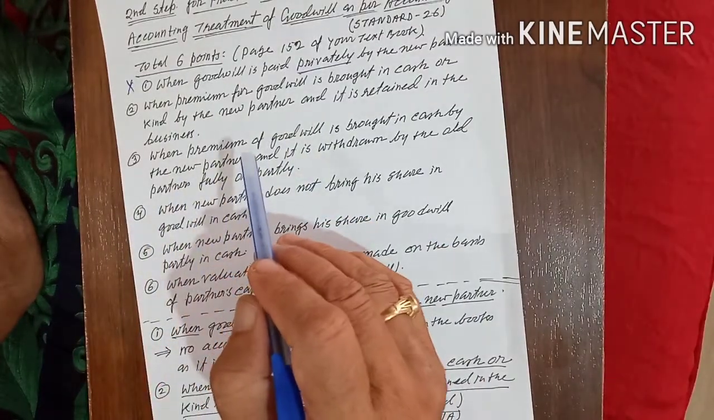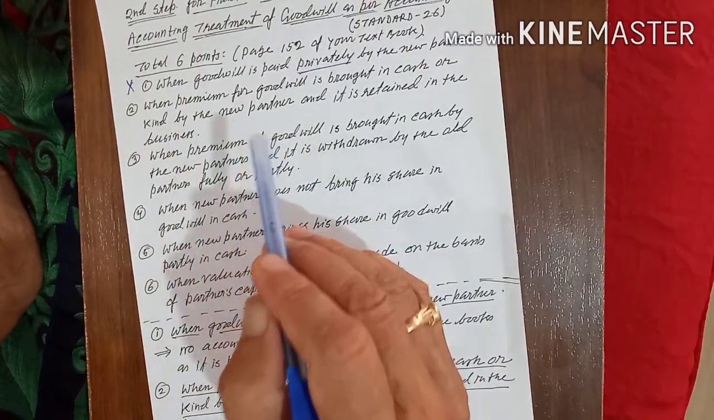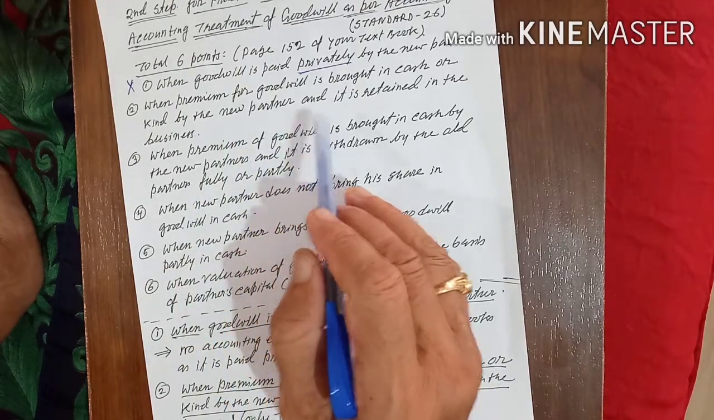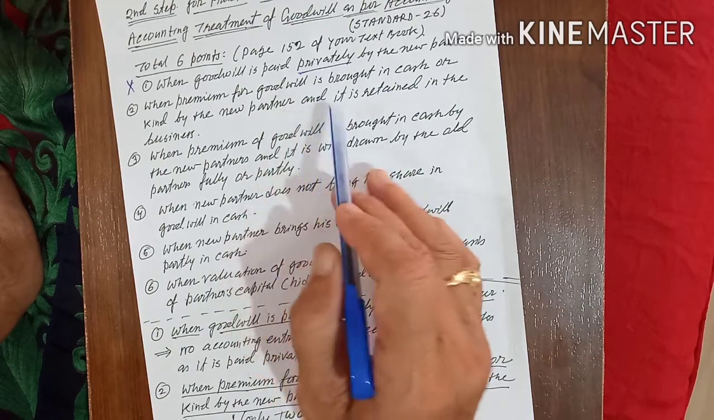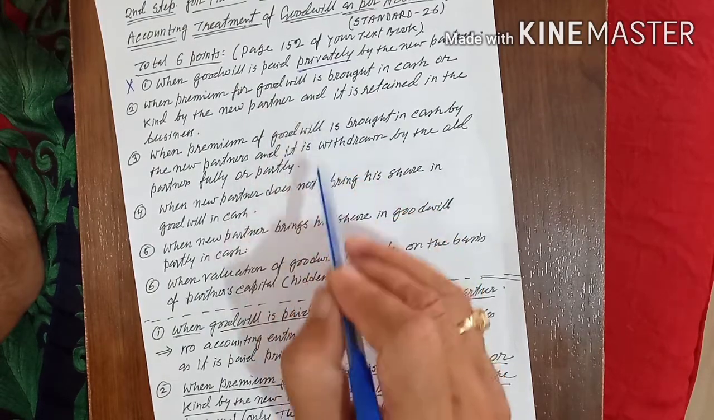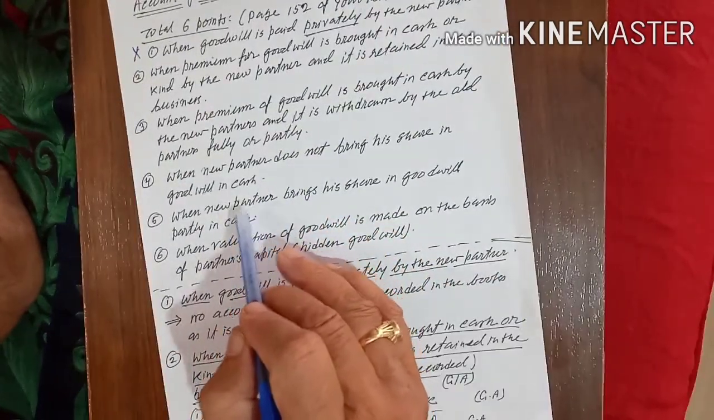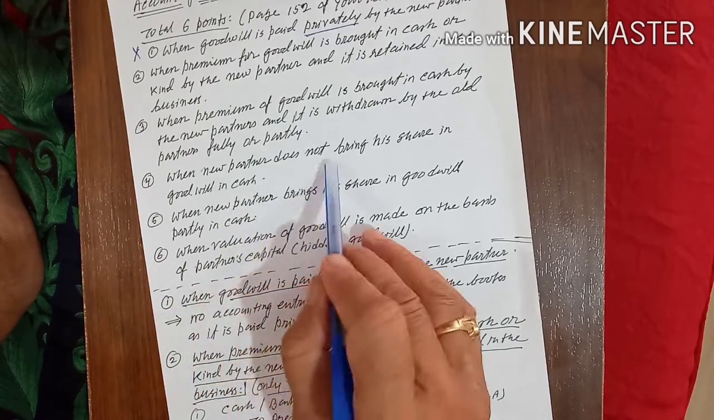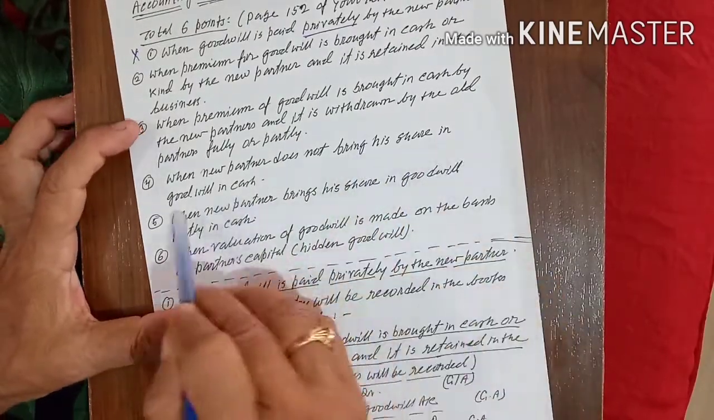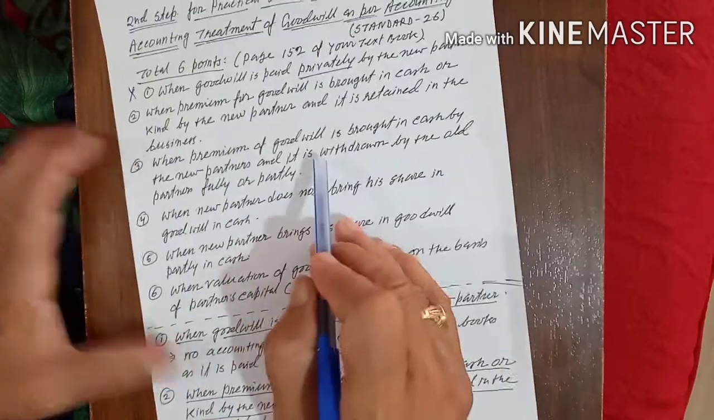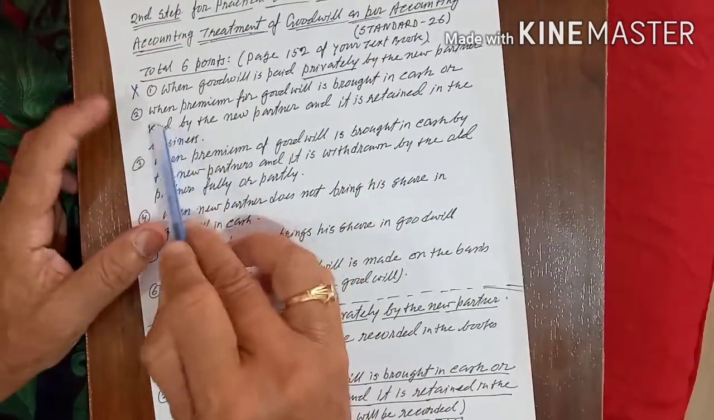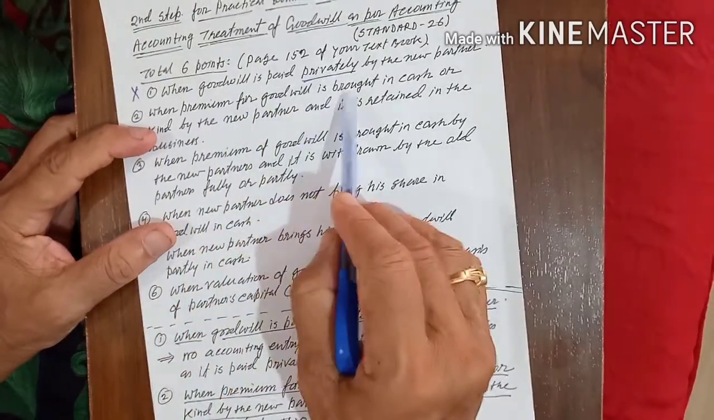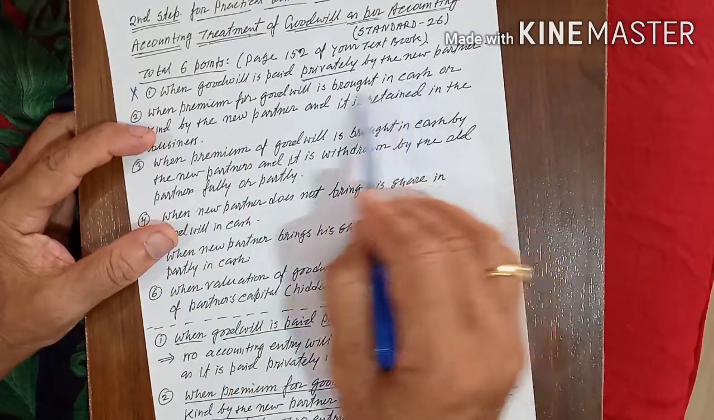Sometimes it happens that the new partner, after paying his capital, can say that I don't have money to pay you extra for goodwill. That is when the new partner does not bring his share of goodwill in cash, or the new partner can give the cash for goodwill. The second point is that he is giving the cash for the goodwill.